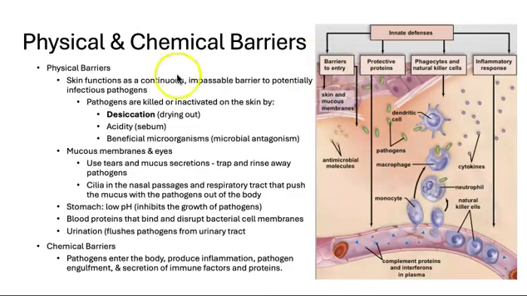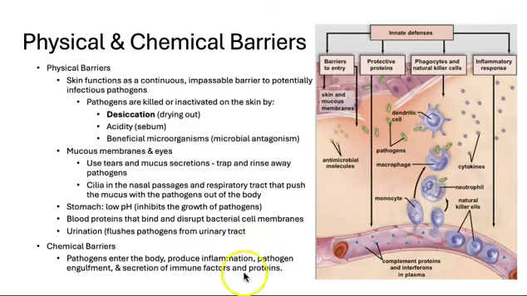These barriers to entry were mainly our physical barriers. We also refer to this as our first line of defense. Now with our chemical barriers, our pathogens have entered the body, but we are going to use certain processes and cells to keep them away.